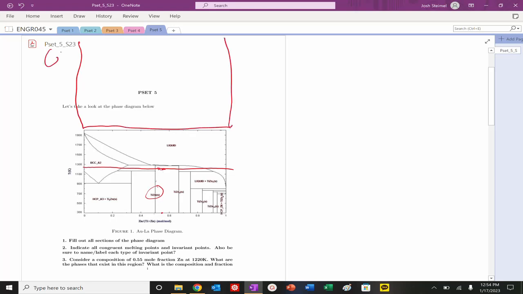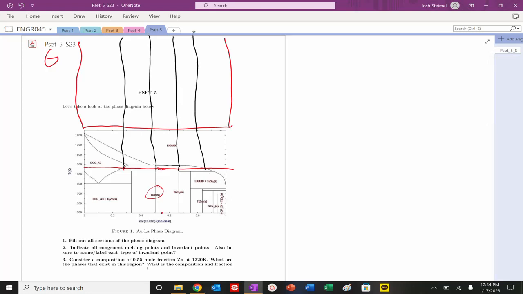So this is my free energy. And what I see here is I have these certain points, and I'm going to draw these as lines. I'm going to go up here, and up here. So what's happening here? What is my phase in this composition region? I'm just a pure single phase here. Between here and here, I am BCC plus, what else am I? TiZn.